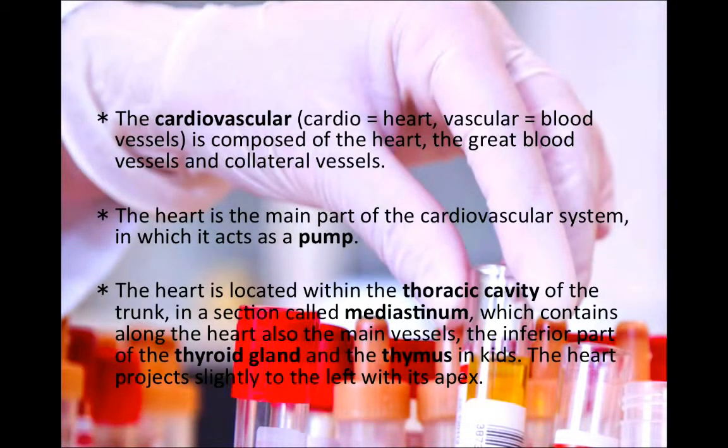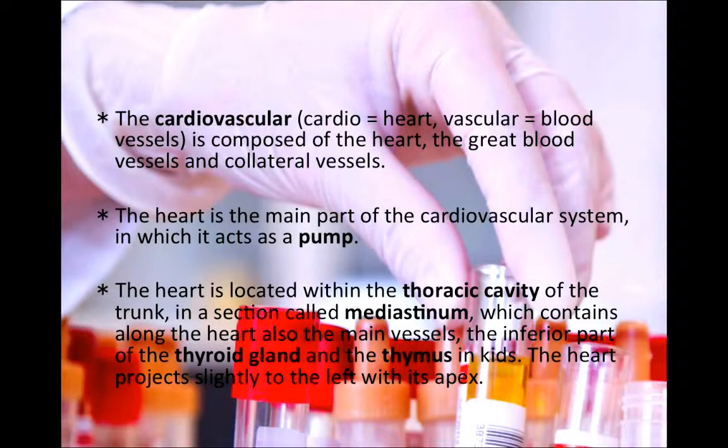Now let's define the cardiovascular word. The cardiovascular word is composed of two other words: cardio, which stands for heart, and vascular, which stands for blood vessels. So the cardiovascular system is composed of the heart, the great blood vessels that come to the heart and go away from the heart, and also the collateral vessels. The collateral vessels are the vessels that arise from the main vessels of the body.